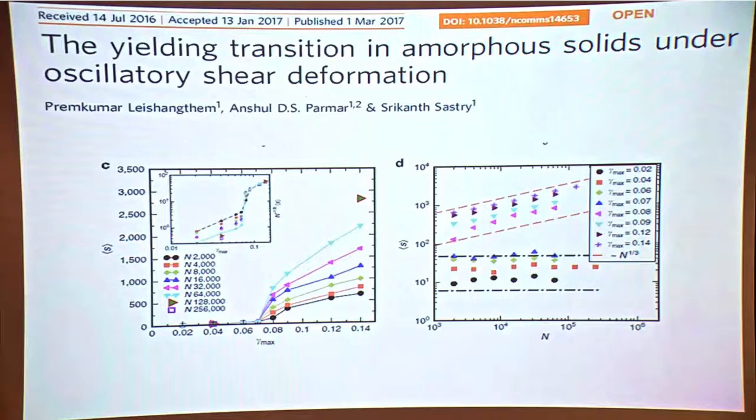And if you look at the size of the avalanche as a function of gamma max, probably you can quiz him. When you go to very large system size, there is a threat that it will be a jump. But not yet. So he tells me that they have more data to suggest that this jump in the avalanche size may be discontinuous, but not yet shown.